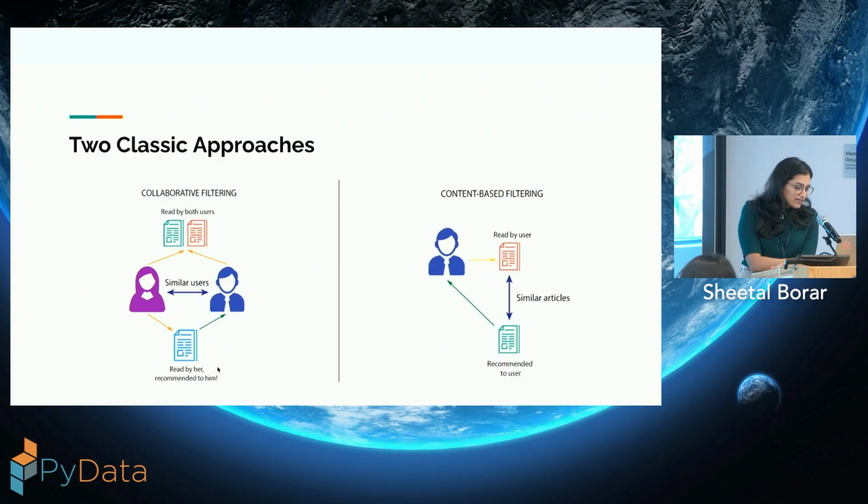The magic of collaborative filtering is it requires no understanding of the content itself. We don't need to know what these articles are about. We just look at the behavioral patterns, the wisdom of the crowds.